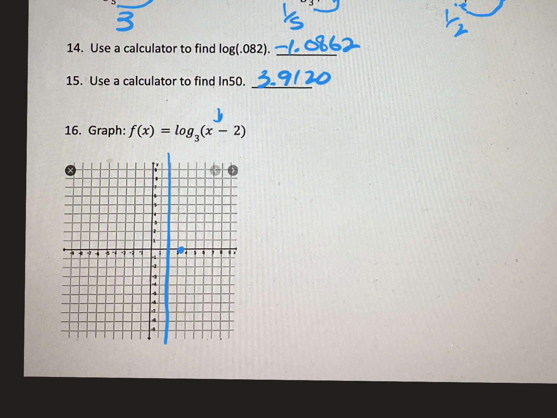And then what I want to do for my second point is I always want to make whatever comes after the base the same as the base. So what am I going to put in for x to make that become log base 3 of 3? Because everybody knows log base 3 of 3 is 1. Well, the answer is 5. I've got to put a 5 in for the x. So if I put in 5, that gives me log base 3 of 3, which is 1. So the point I'm going to graph is 5, 1. Because I put in 5, I'm getting 1. There's that point. And I need to see both those points for sure. And there's your graph.